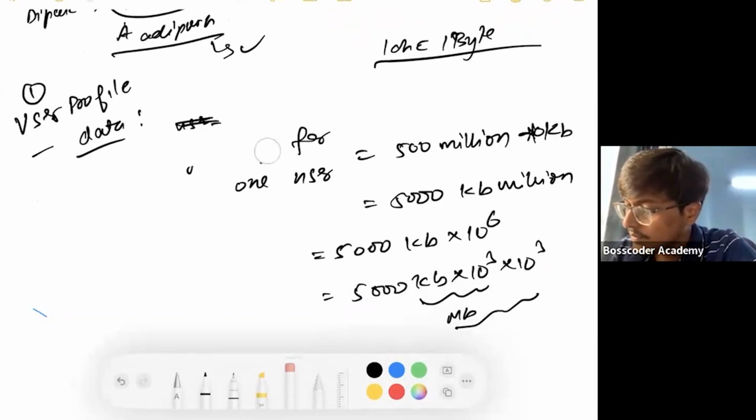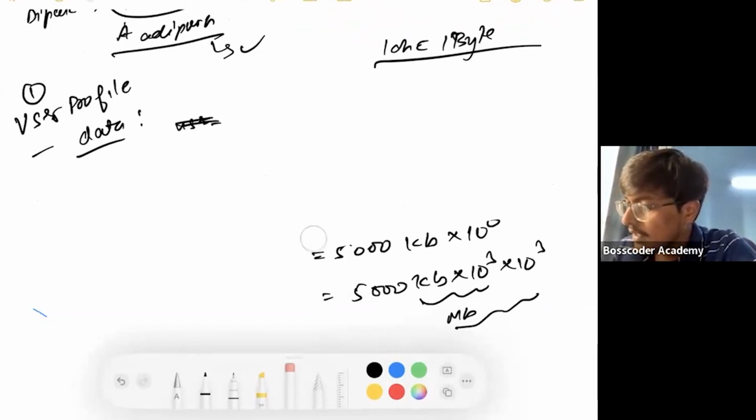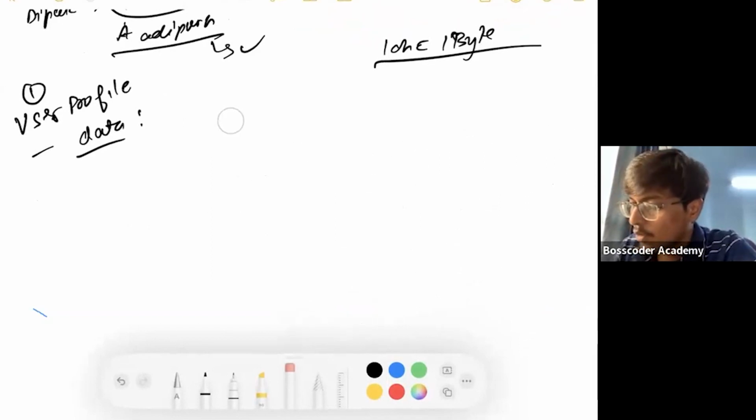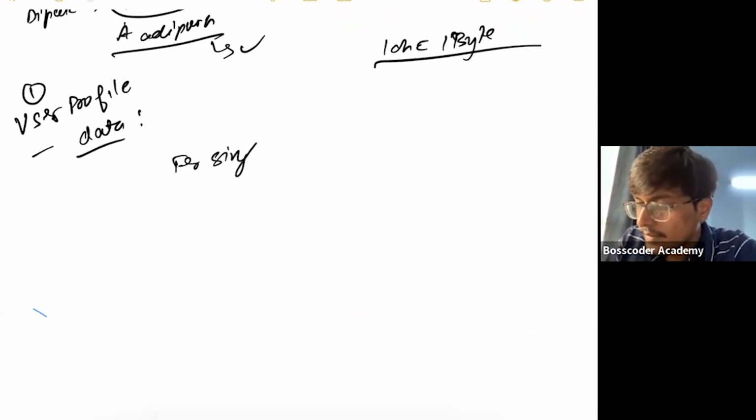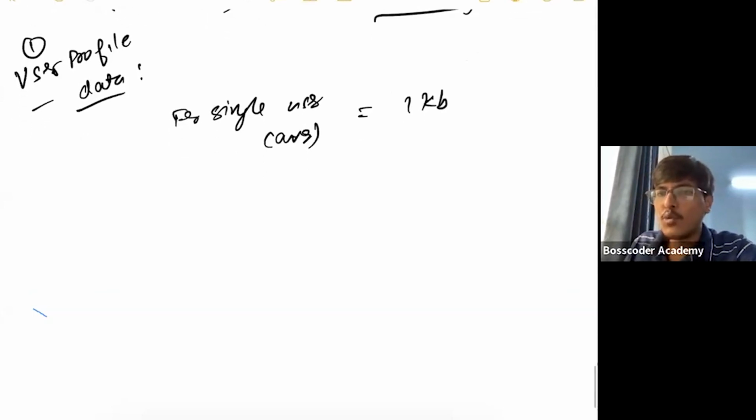So let me ease out the calculation, otherwise it will become hard. So for user profile data for a single user, I would say the average will be, let's say, 1 KB. And I will tell you why I am doing so, but let's say for a single user it is 1 KB as of now.